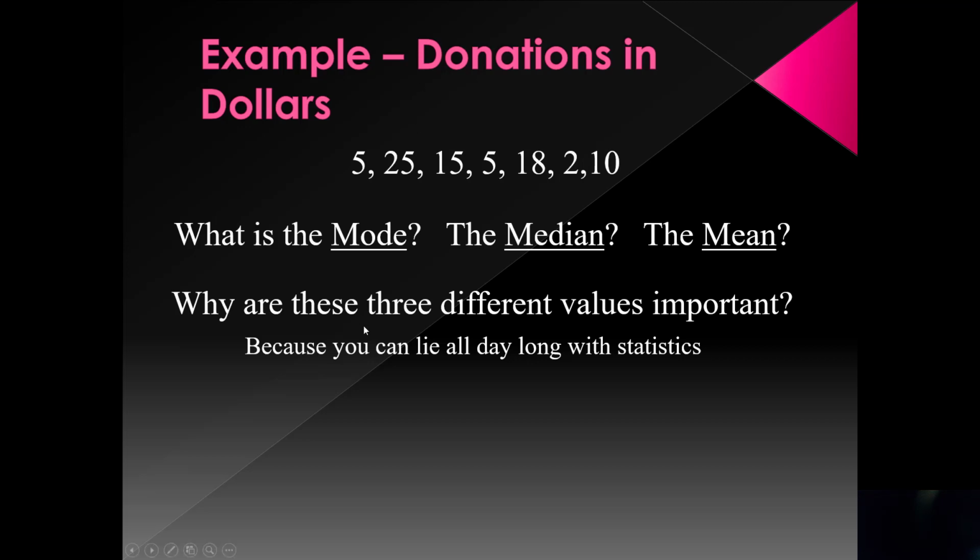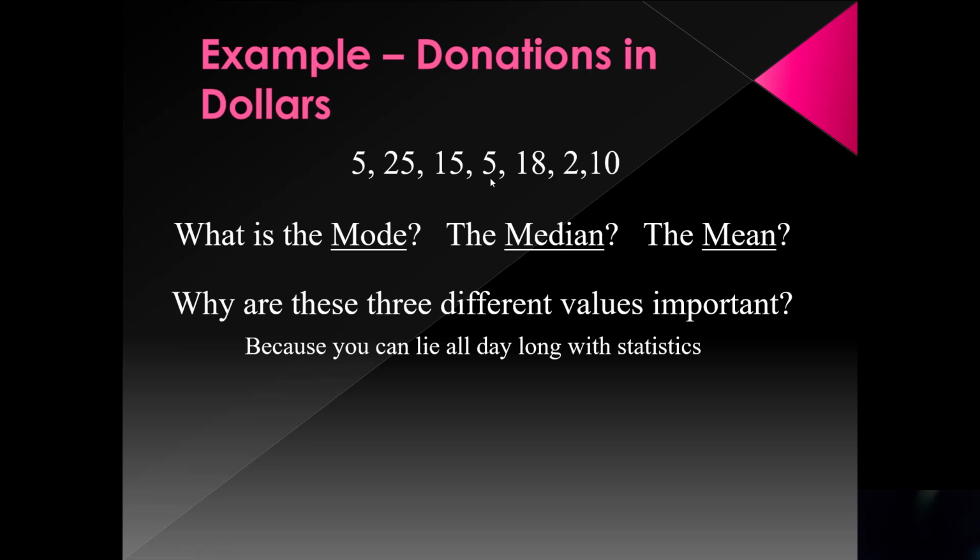Okay, so what is the mode? Well, 5 is the only number that occurs twice. So that is the mode. What is the median? Well, there's 7 numbers, and 7 plus 1 equals 8 divided by 2 equals 4. So 1, 2, 3, 4, that means 5 is the median.